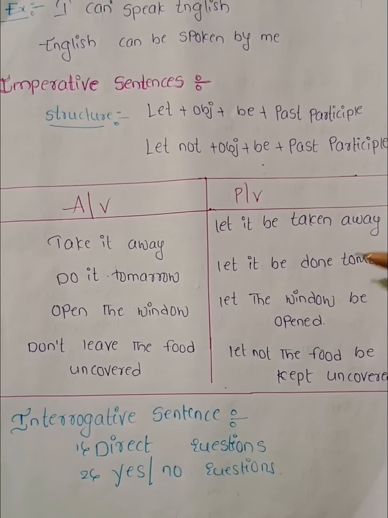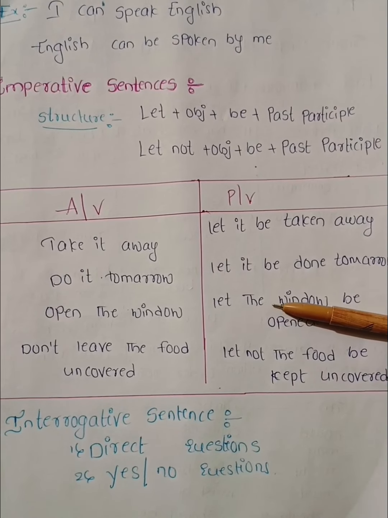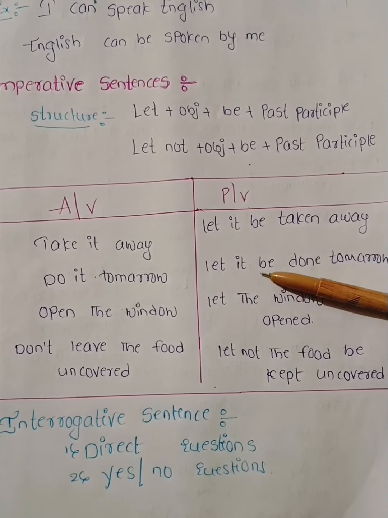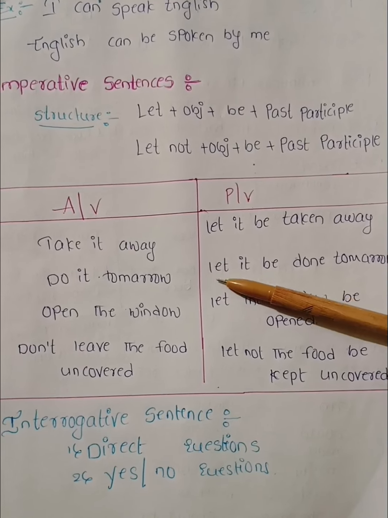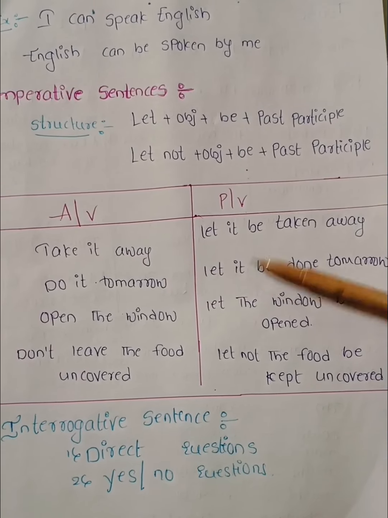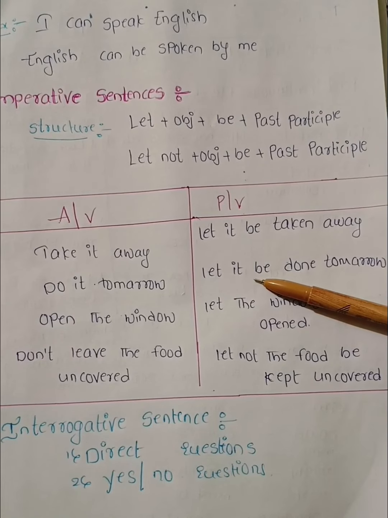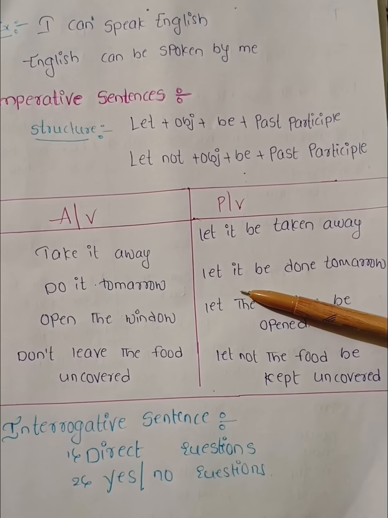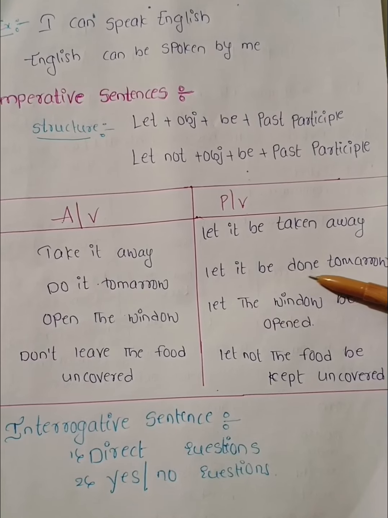Next example, do it tomorrow. Here we have to write let, then the object. What is the object in this example? It. Then we have to use be, later the V3 form. What is the V3 form of do? Done. Let it be done tomorrow.